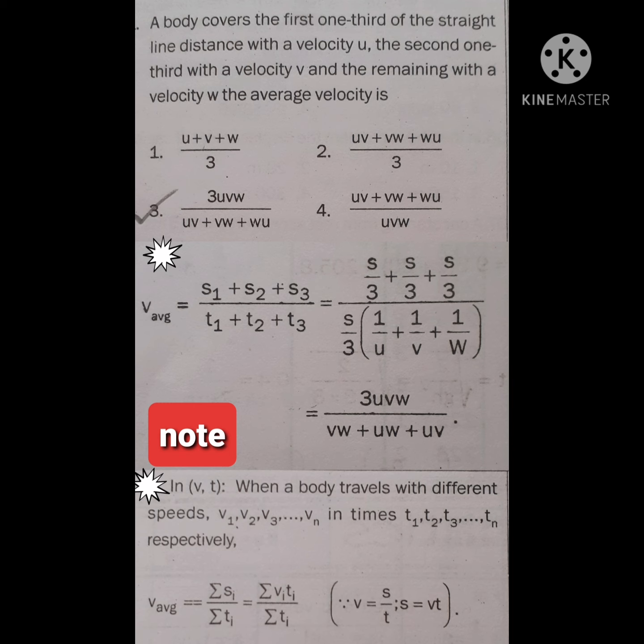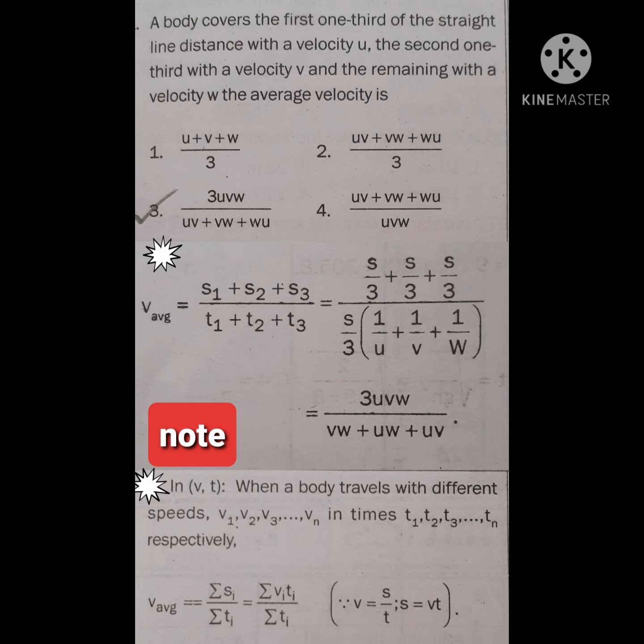Before going to solve this problem, first of all, just see the note. Whenever a body travels with different velocities v1, v2, v3 and so on up to vn, while traveling distances s1, s2, s3 and so on, the formula to find the average velocity is summation of si by summation of ti, or you can write summation of s by summation of si by vi. We know this, and by this we can solve this problem easily.